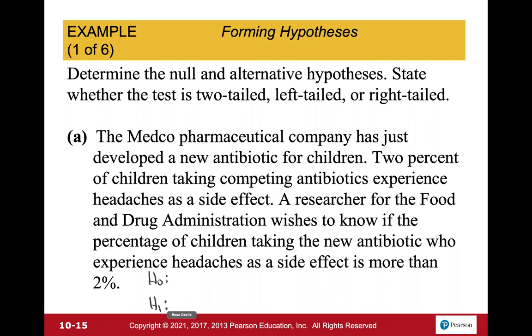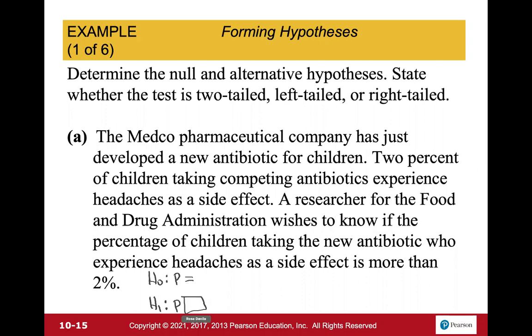So here, rereading everything, first thing I want to know is what our parameter is. So the parameter could be one of three things. It could be the mean, it could be the standard deviation, or it could be the proportion. Okay, so the medical pharmaceutical company has just developed a new antibiotic for children. 2% of children taking the competing antibiotics experience headaches. Researcher wishes to know the percentage. So percentage tells us that we're dealing with the proportion. So our parameter is going to be proportion. And now we know for sure this one's going to be equal to.